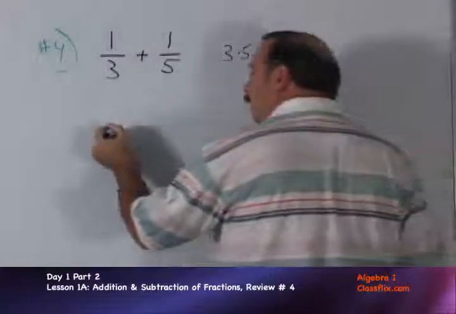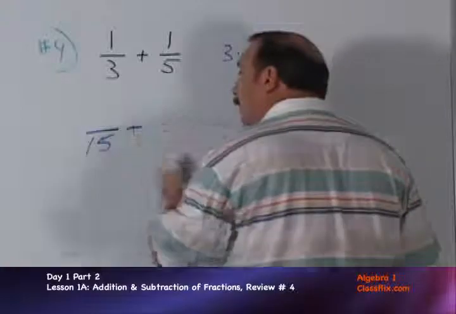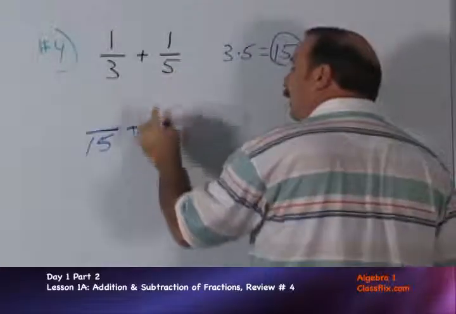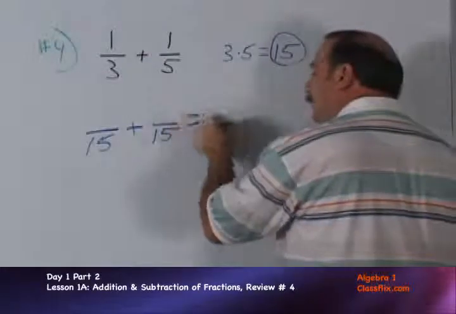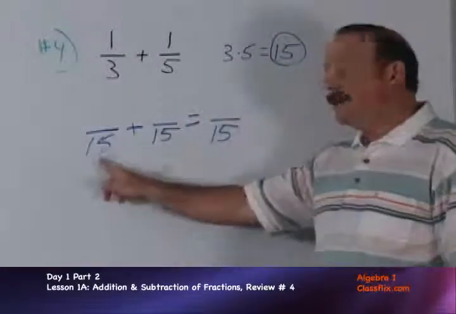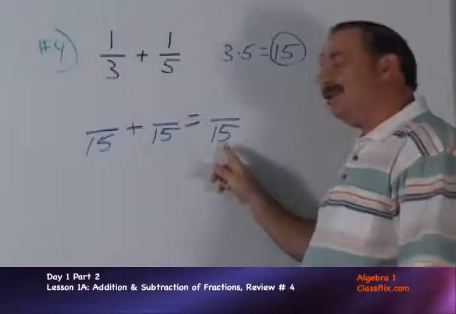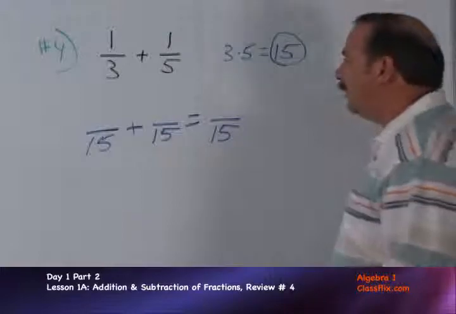So I can convert this 3 into a 15. It's an addition problem, so it's going to remain an addition problem. I can convert this 5 into a 15, and that's going to equal a number that's also over 15. If this one has 15 parts and this one has 15 parts, then the answer is going to have 15 parts, so I'll be able to solve this.